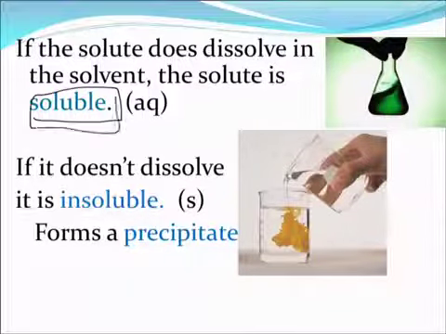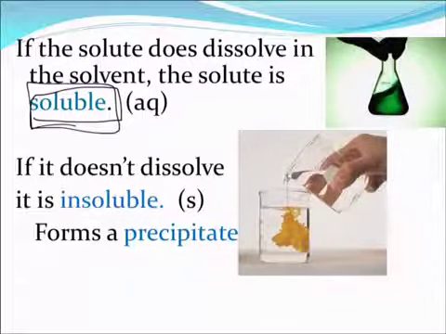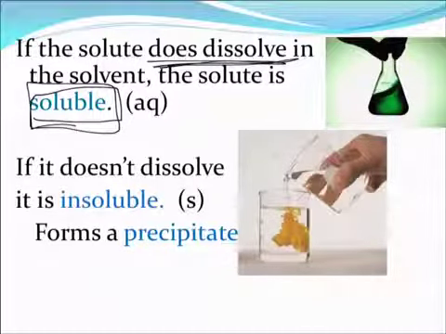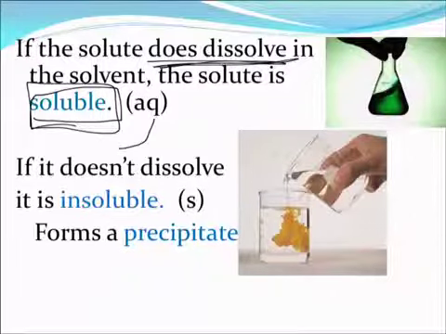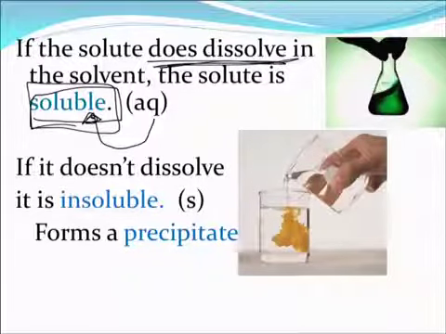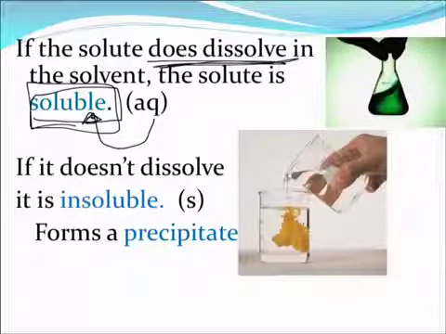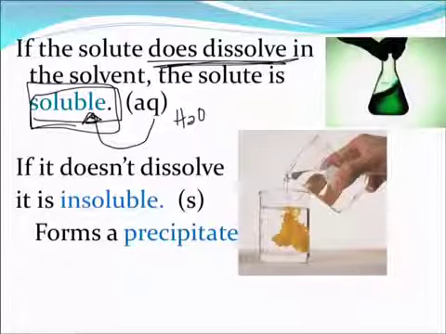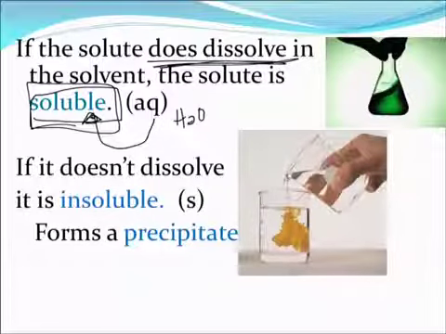They used it a lot in your notes. I don't know if they explained it clearly, but soluble just means that it does dissolve in the solvent. And so we put that symbol AQ on the end. We already know that means aqueous. We used to say aqueous just means it dissolves in water, but now we're talking about other solvents that could be things like gasoline or turpentine or who knows what. So anything that you could dissolve something in is considered a solvent.